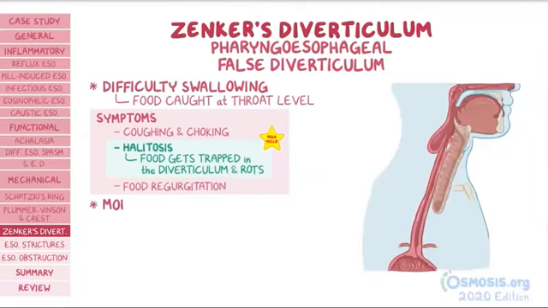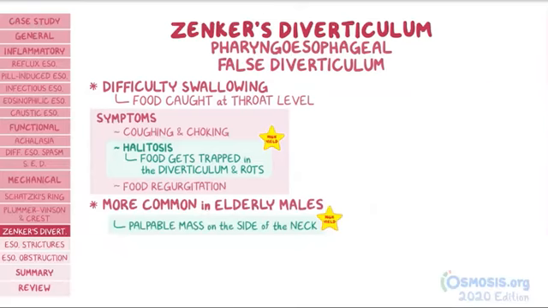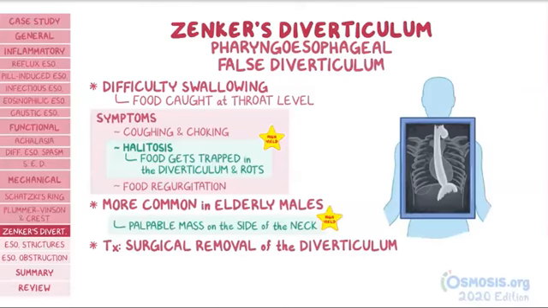Zenker's diverticulum is more common in elderly males, which typically present with a palpable mass on the lateral side of the neck. Finally, the best way to diagnose a Zenker diverticulum is by barium swallow, where the diverticulum fills with contrast medium, and the treatment includes surgical removal of the diverticulum.